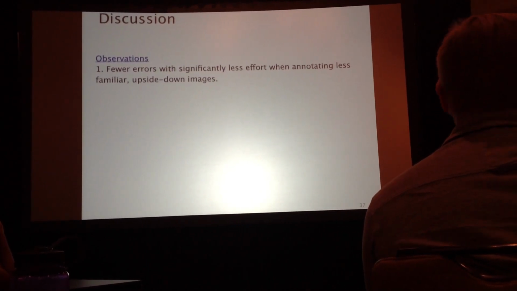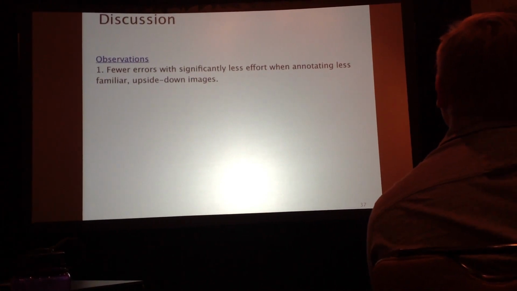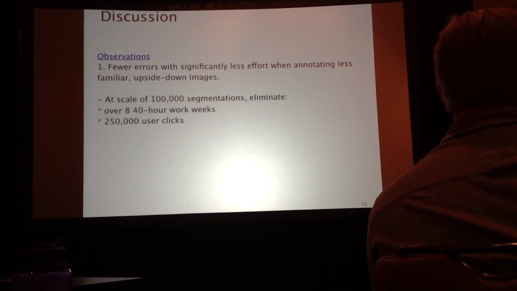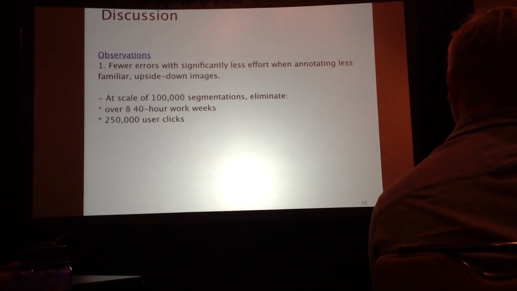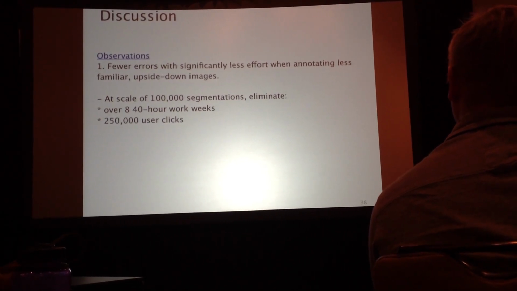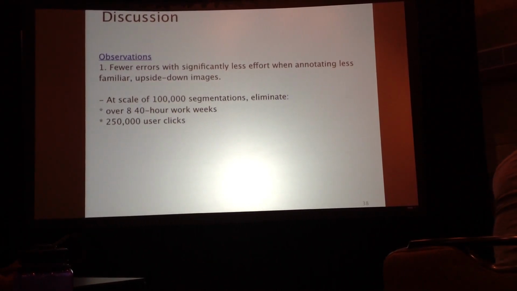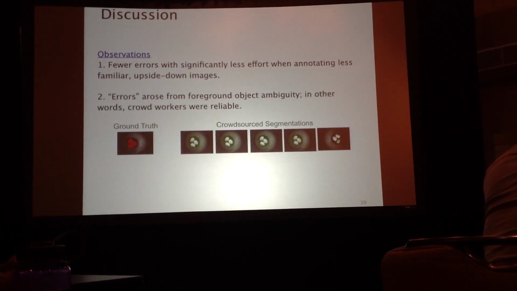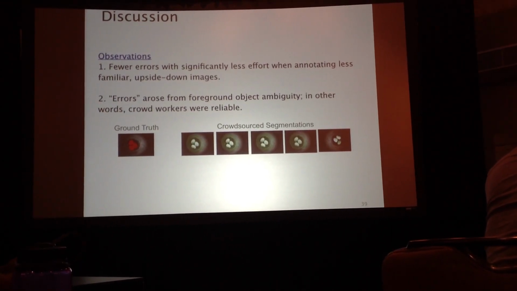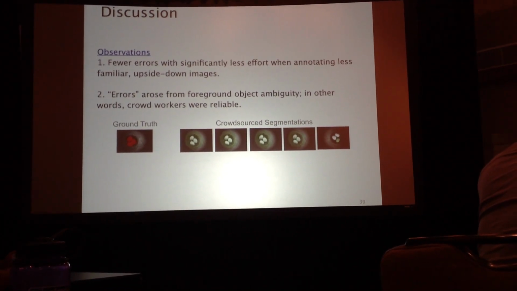So what we found from this is that we got fewer errors with significantly less effort when annotating less familiar or upside-down images. And just to give you a sense of what this means, at the scale of 100,000 segmentations, this would translate to higher quality segmentations while eliminating over 8 40-hour work weeks and over 250,000 user clicks. I also found that errors arose from foreground object ambiguity. In other words, crowd workers were reliable.